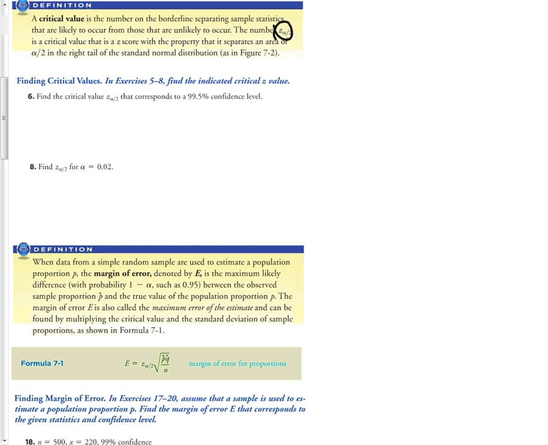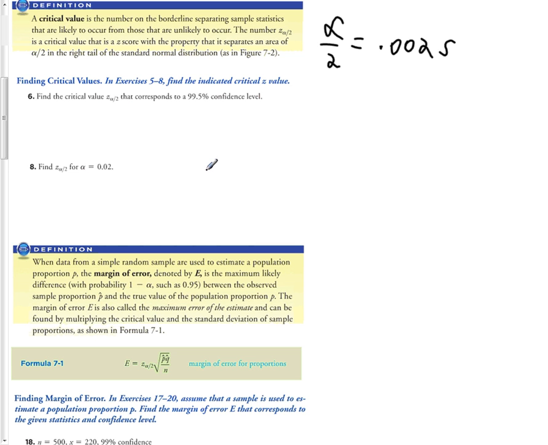All right. So now I have my value of alpha over 2. I know that alpha over 2 is equal to 0.0025. That's the first piece of information you need. Once you know alpha over 2, this definition will tell you how to find the critical value. It is the z-score with the property that it separates an area of alpha over 2, which is this area, in the right tail of a standard normal distribution.